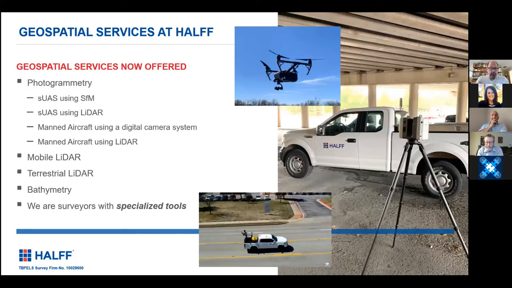So what are we doing at Halff? We're doing, of course, photogrammetry. And now I break that down into four different distinctions. We're using drones, or small unmanned aerial systems, with structure from motion, but also LIDAR. We've got an M600 that we use for that. And then also manned aircraft, so working with airplanes and helicopters still at this point. And again, both with a digital camera system there and LIDAR.